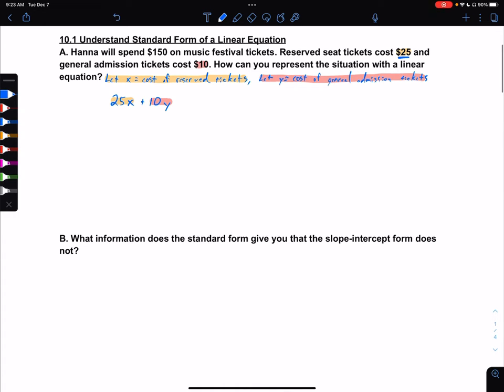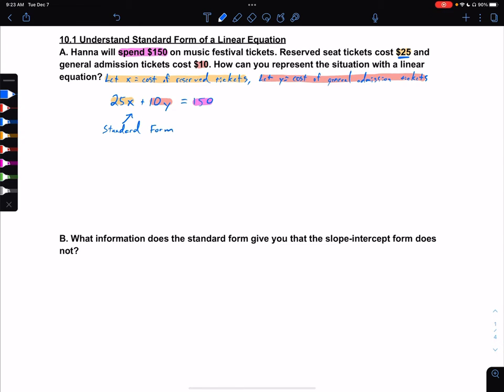And those two amounts are going to add up to the $150, which is what Hannah is spending on these music festival tickets. So that's the cost of the reserve tickets plus the cost of the general admission equals the total cost. Now this form here is in what's called standard form.